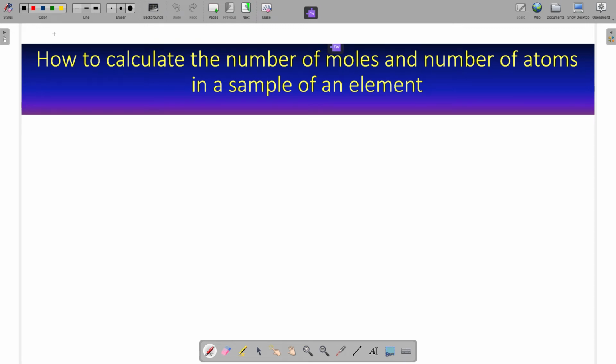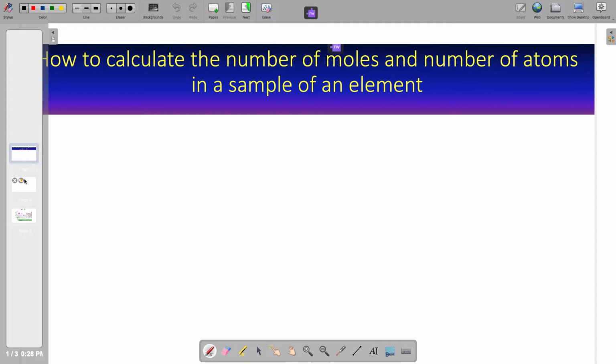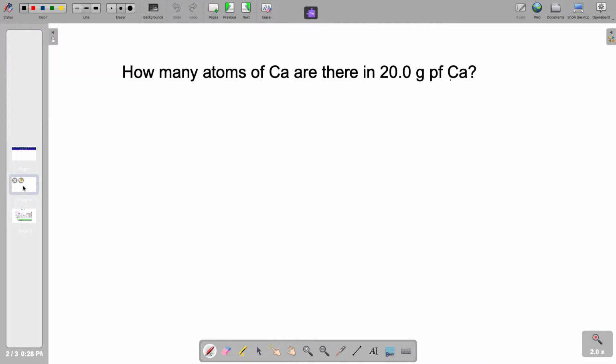In this video, we'll learn how to calculate the number of moles and number of atoms in a sample of an element. So let's look at the question. The question says, how many atoms of calcium are there in 20.0 grams of calcium? So to start, we are asked to figure out the number of atoms of calcium in 20 grams of calcium. So the units involved here are atoms and grams, or particles and grams.